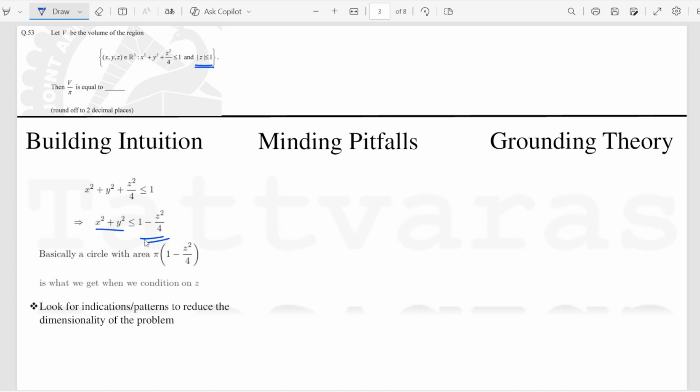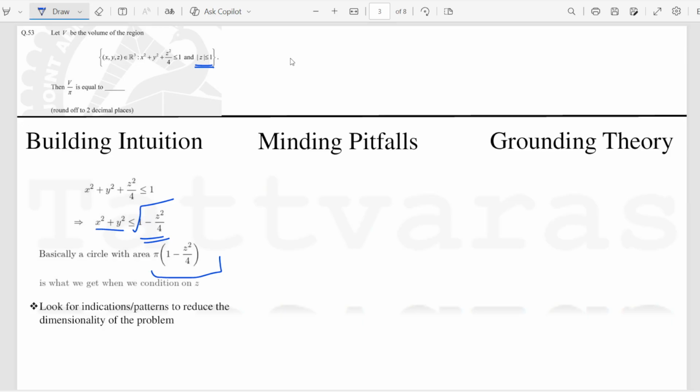So essentially, what it means is when we condition on Z, we are essentially getting the area within a circle, and the radius of that circle is the square root of this. And we know that area within the circle is pi r square. So when we condition on Z, that is when we get this area. And now we can just address this.